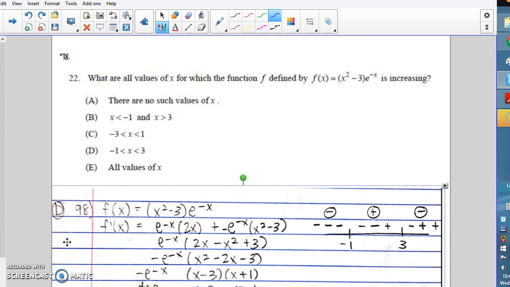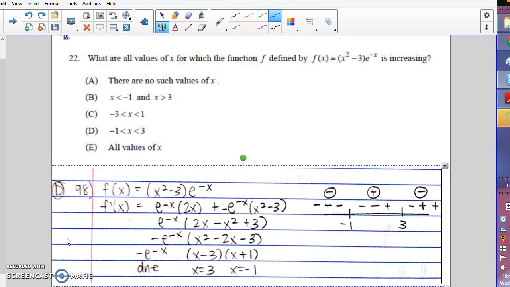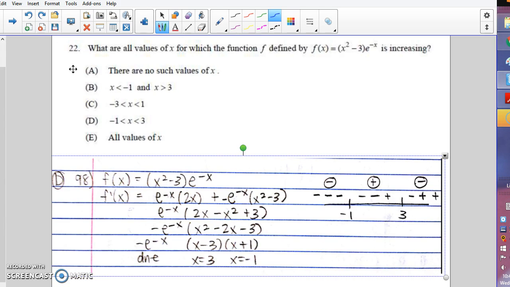For what values of x is the function increasing? Take the derivative, make your sign chart. Derivative is a little ugly. Just make sure that you're using the product rule. So that guy gets kicked out front. One of the things you want to look for is this is e to the negative x.